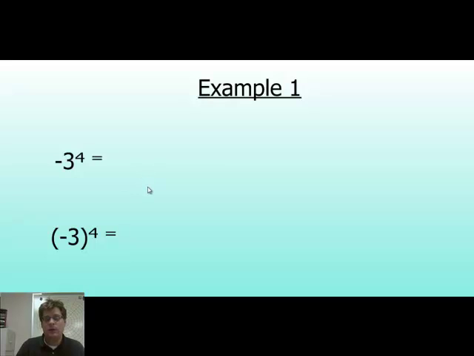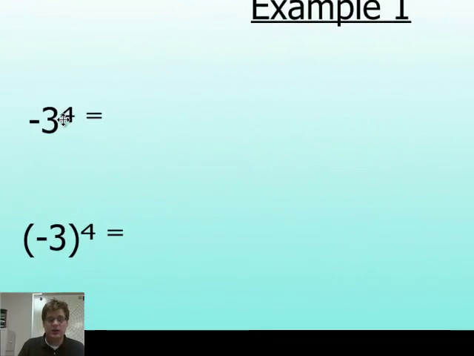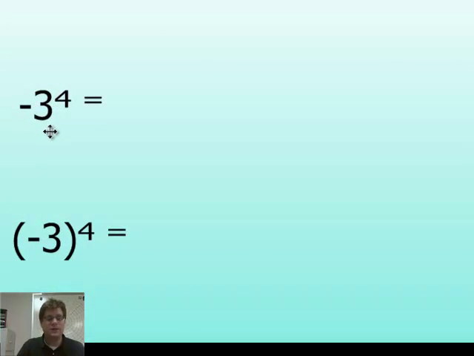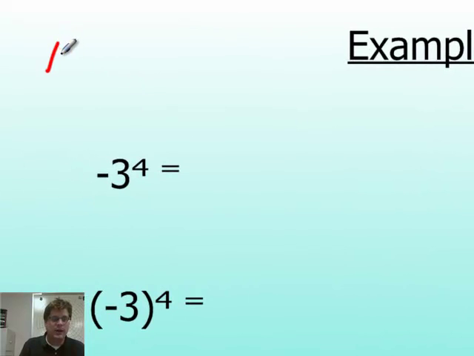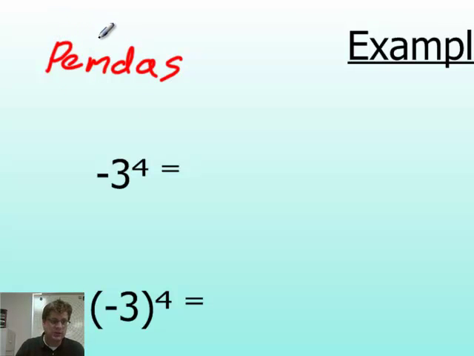Now, we want to be careful when we're dealing with negative bases with exponents. In this top one, I have negative 3 to the fourth power. Naturally, you would think that's like saying negative 3 times itself 4 times. Negative 3 times negative 3 times negative 3, and so forth. But that's not really the case. If you recall the order of operations, PEMDAS: P stands for parentheses, E exponents, M is multiplication and division, which happen at the same time from left to right, and then addition and subtraction happen last at the same time from left to right.